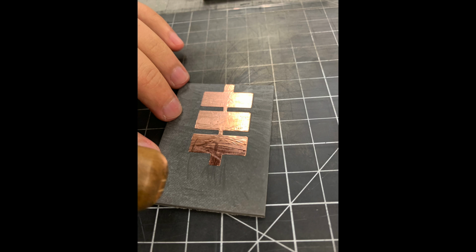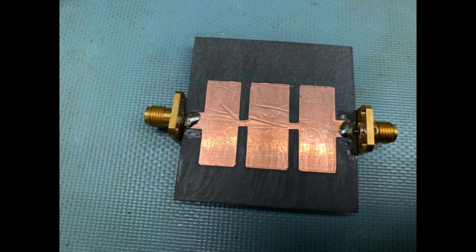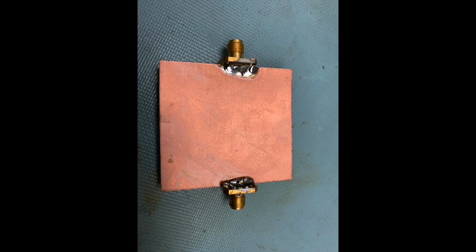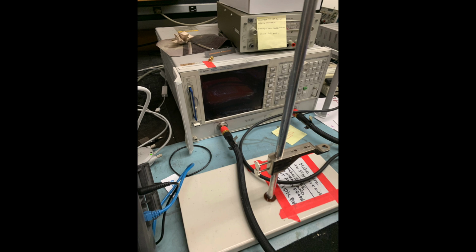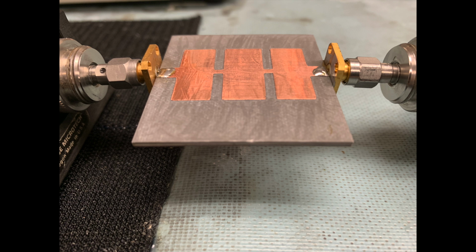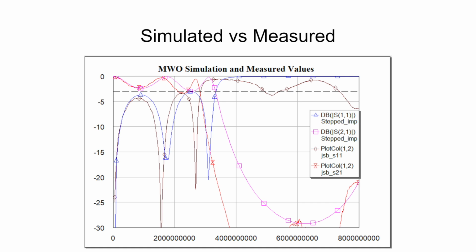Then we carefully peeled away the excess copper and placed it on Duroid 5880. Next, we soldered on the SMA connectors, starting from the side that has our copper tape, then the back side. Before taking measurements of the filter, we first needed to calibrate the network analyzer. Then, we connected our low-pass filter to the network analyzer. After taking measurements of the filter, we compared the values to the simulation we did in Microwave Office.